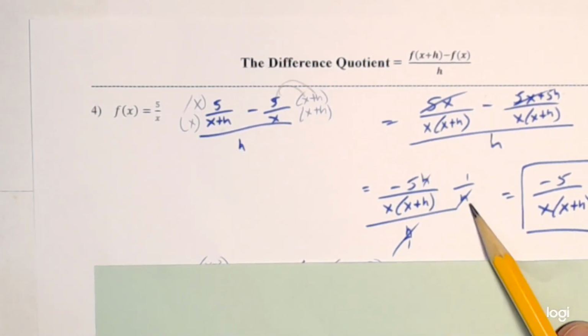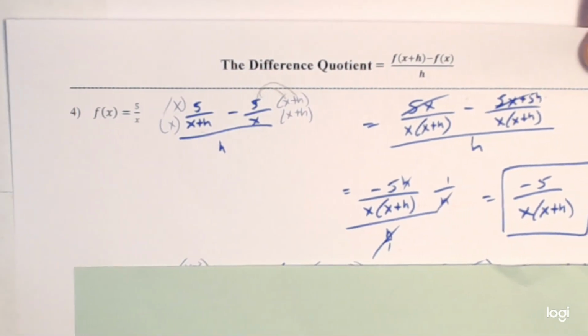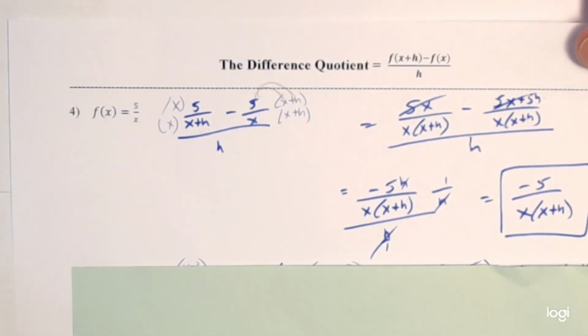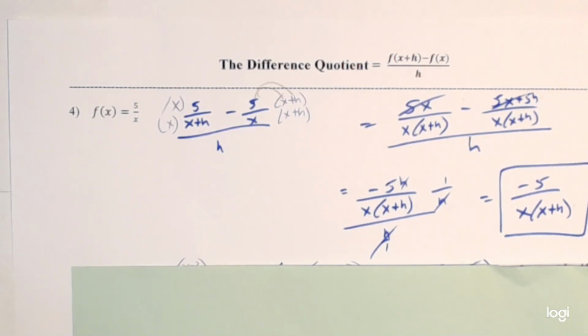It's going to get my h's to cancel. I've got a difference quotient of negative 5 divided by x times x plus h. Notice that common denominator we created stuck around all the way into the answer.